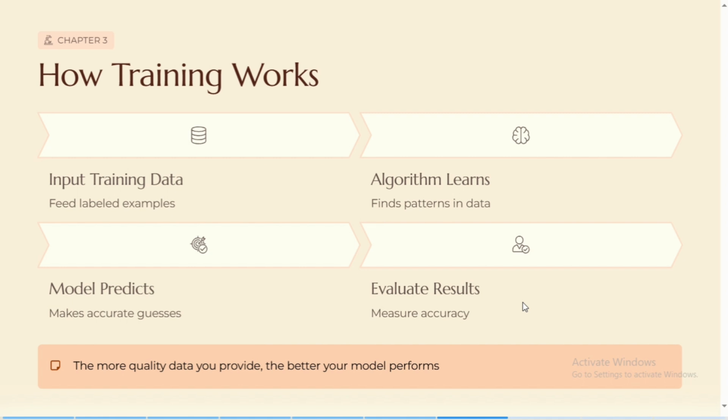The training flow diagram. Let's understand how training actually works. We have input training data where we feed the labeled examples. Algorithm learns. The algorithm finds patterns. Model predicts, it makes predictions. The final step is evaluate results. We check accuracy. The most important rule here is the more quality data you provide, the better the model performs.